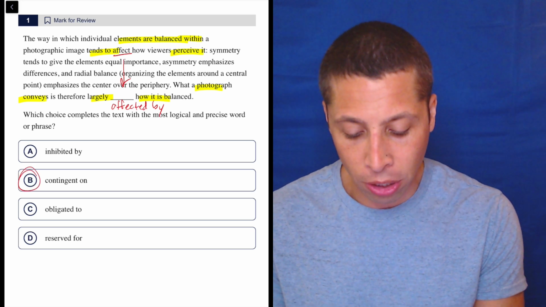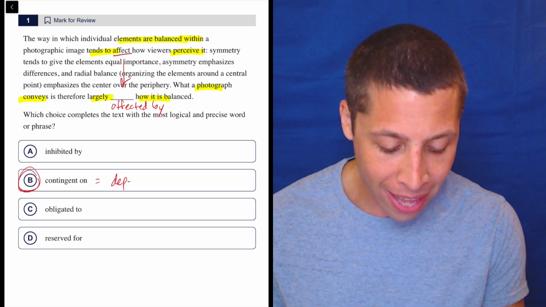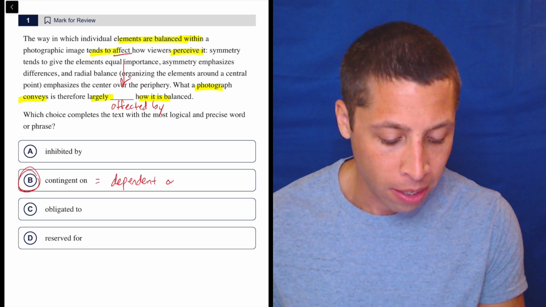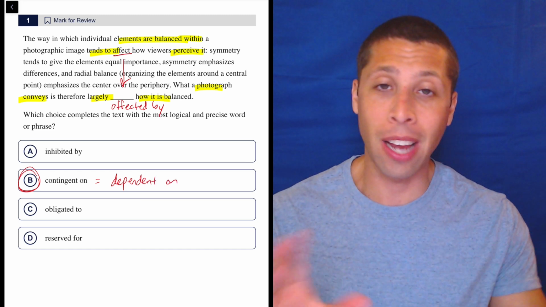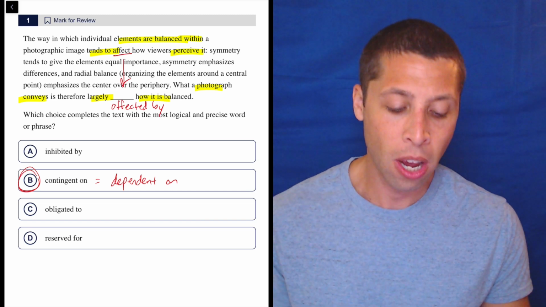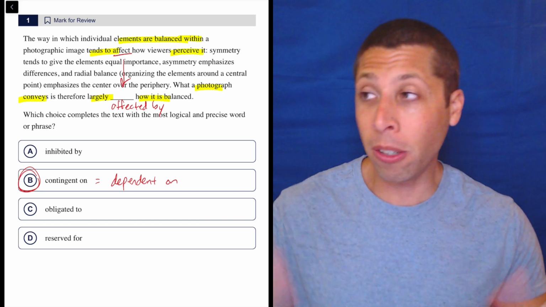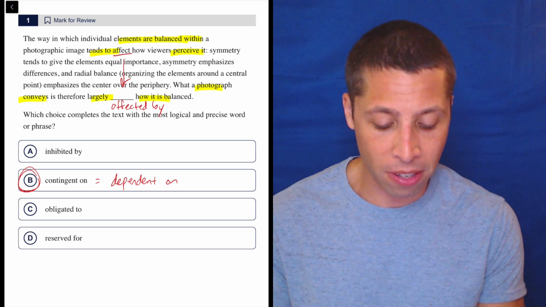The correct answer here is B. Contingent on means something more like dependent on. Contingencies are different kinds of possibilities, different paths, and so if it's contingent on how it is balanced, it is dependent upon it. So to me, someone who knows that word, that's just the obvious answer. None of these others even make sense.